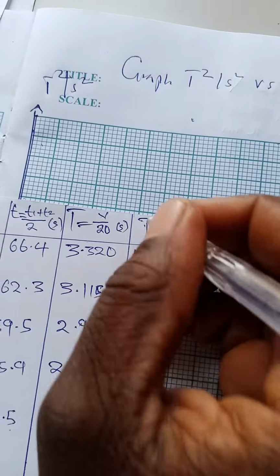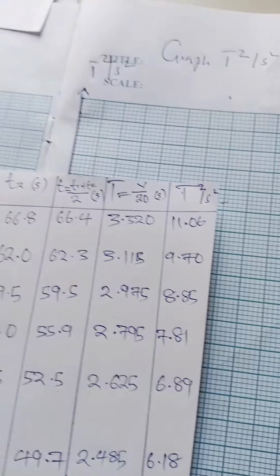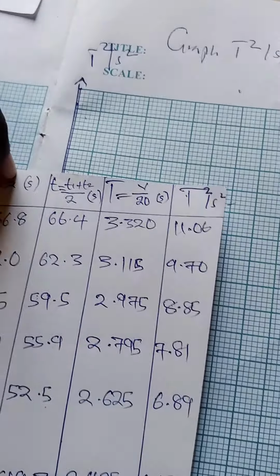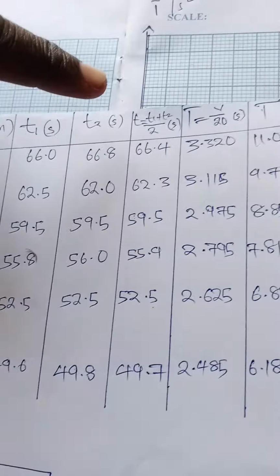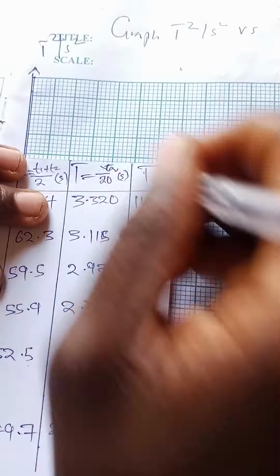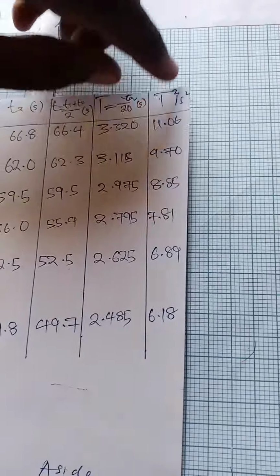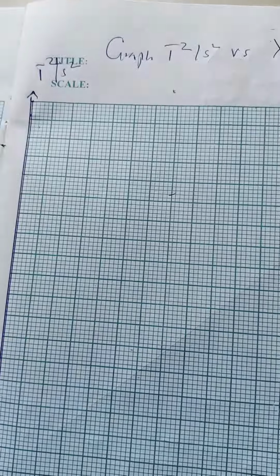From this graph here, T squared here has 11.06. We got T squared from the t average. We have 20 oscillations. The period is the total average divided by 20, where it's like this, t average over 20. And when we got this T, we square it, because our T in this equation is T squared. So now let's go back to our graph. From our graph, our y-axis is T squared.